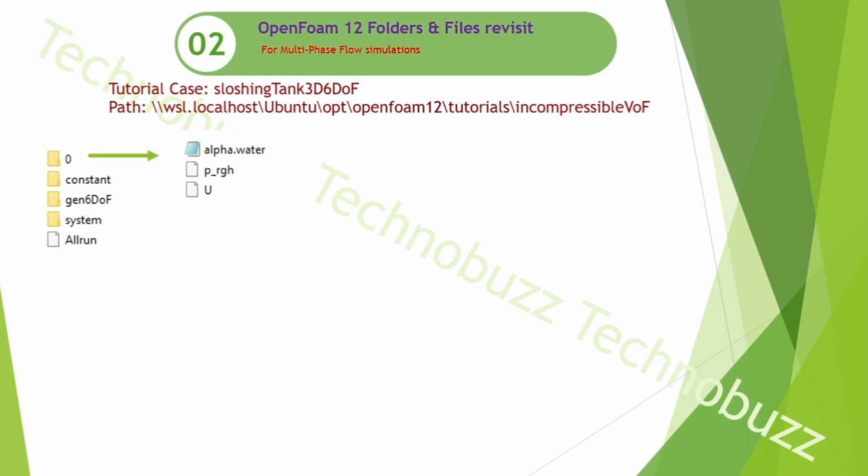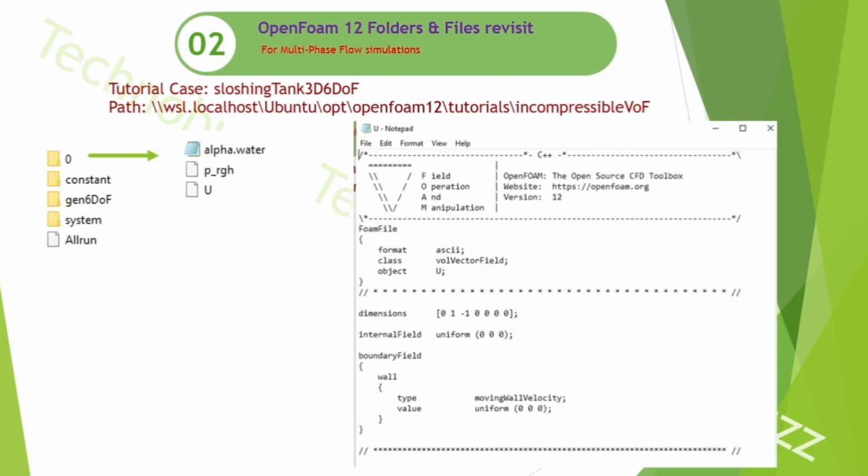First, let us explore folder 0. This folder contains 3 files as shown. These files are related to boundary conditions for the two fluids, water and air. The file U looks like this. In this case, only wall boundary condition is specified. We can add velocity inlet, pressure outlet, and other boundary conditions as required in different cases.